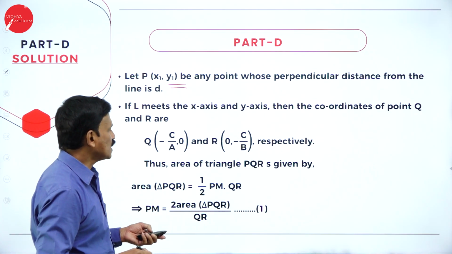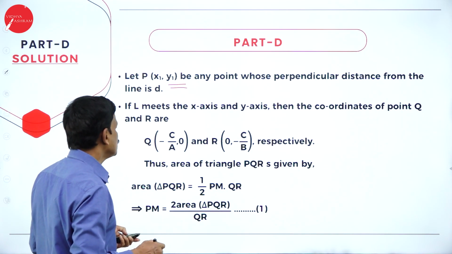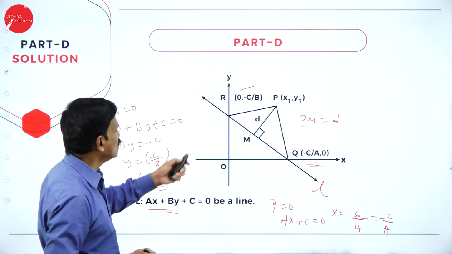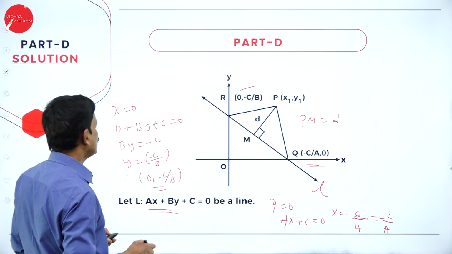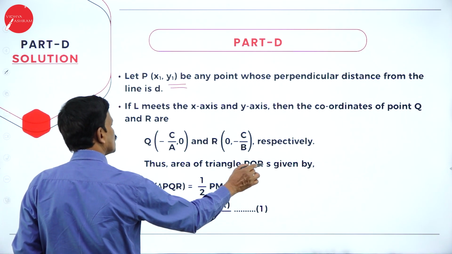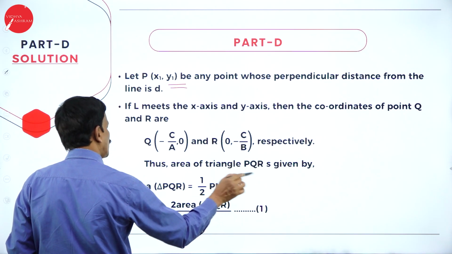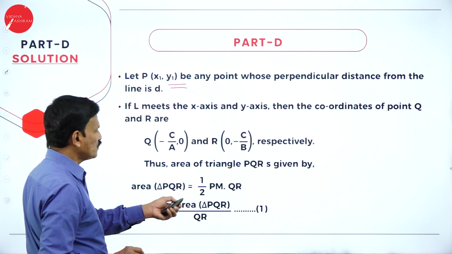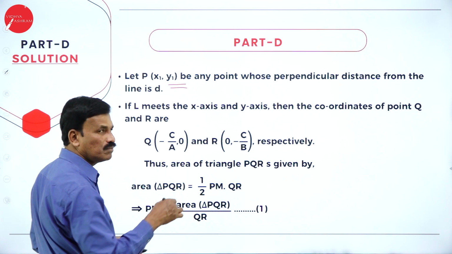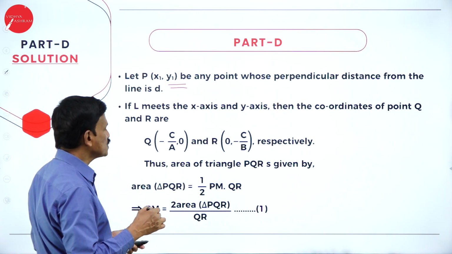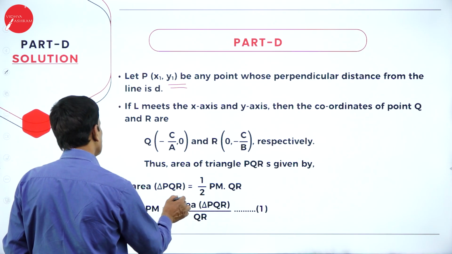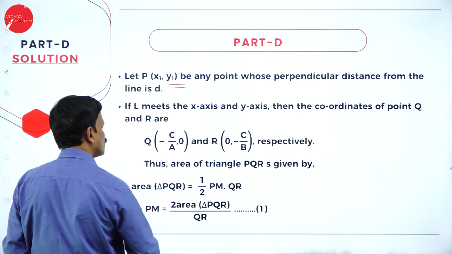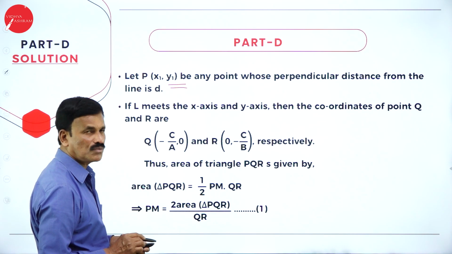Thus, let us find the area of the triangle PQR. The area of the triangle is half into base into height. Half into base is QR, and the height is PM. So, cross multiplying, PM is equal to 2 times the area of triangle PQR divided by QR. This is equation number 1.